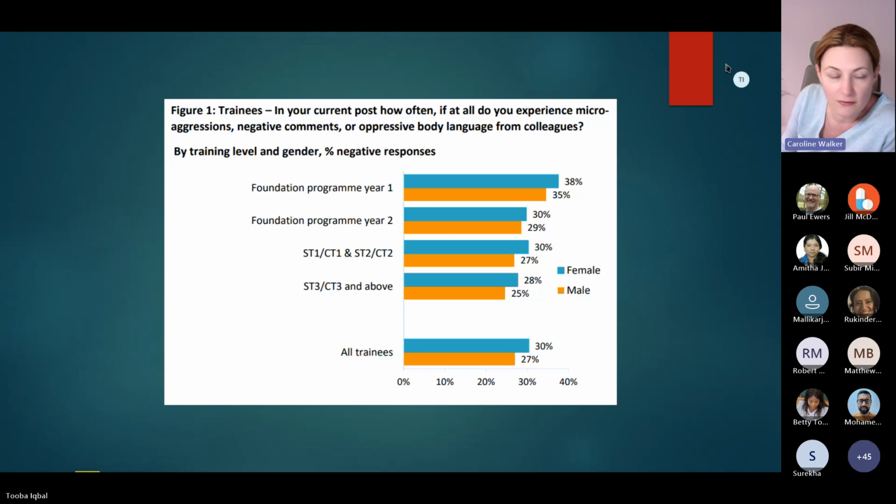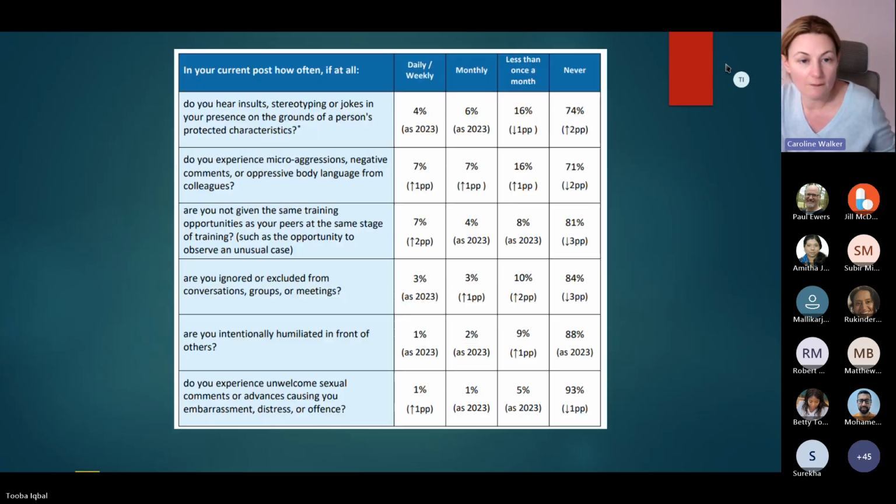So the information that Tuba presents is really striking, and I suspect what this information suggests is that it's probably even worse than that, because we're not fully capturing our slightly more junior colleagues within the organisation. This data here also comes from the National Training Survey, and looks a bit more at, as Tuba mentioned, the slightly more serious side of things.